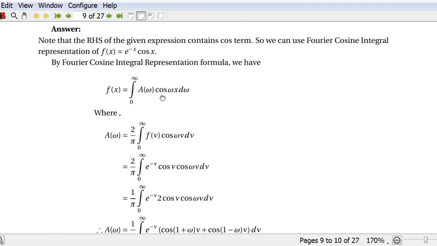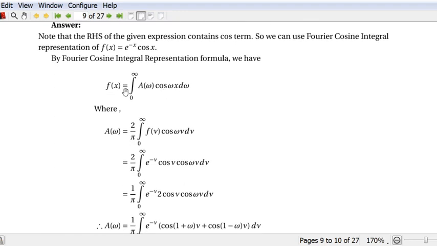By the Fourier cosine integral representation formula, we have f of x equal to the integral 0 to infinity of a of omega cos omega x d omega, where the Fourier coefficient a of omega is equal to 2 by pi times the integral 0 to infinity of f of nu cos omega nu d nu. We have to evaluate this integral. Here f of x is e raised to minus x cos x, therefore f of nu is e raised to minus nu cos nu.